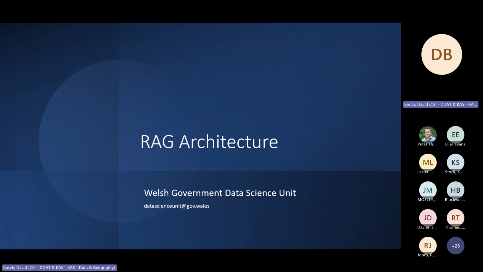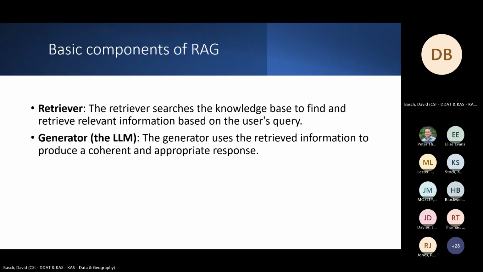So moving on to RAG architecture then. RAG systems can differ a lot in how they're built. You can make them extremely complex in terms of multi-hop queries and refining the text and lots of other cool things that you can do with LLMs. But they all share the two fundamental components, the retriever and the generator.